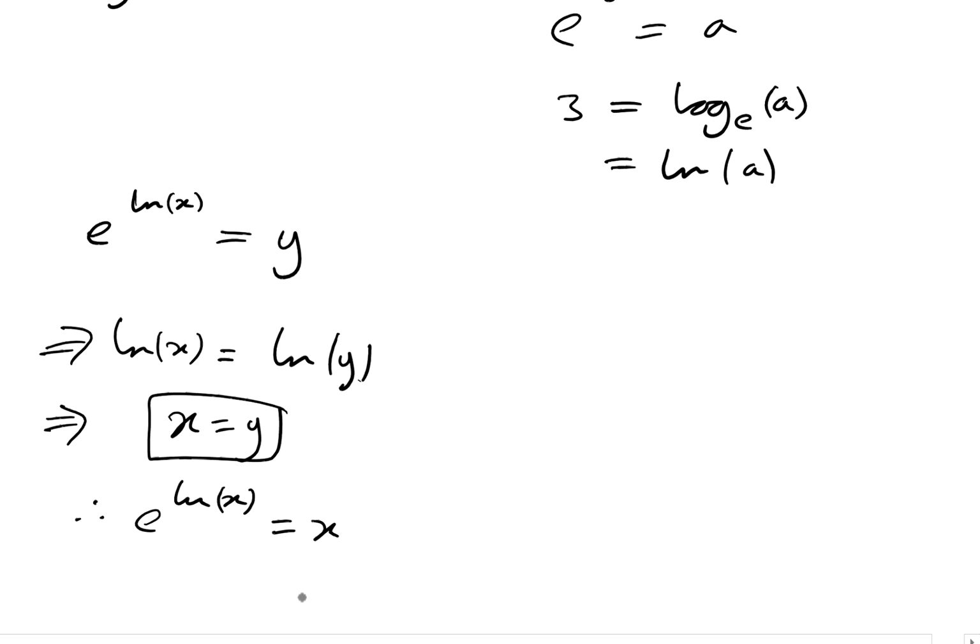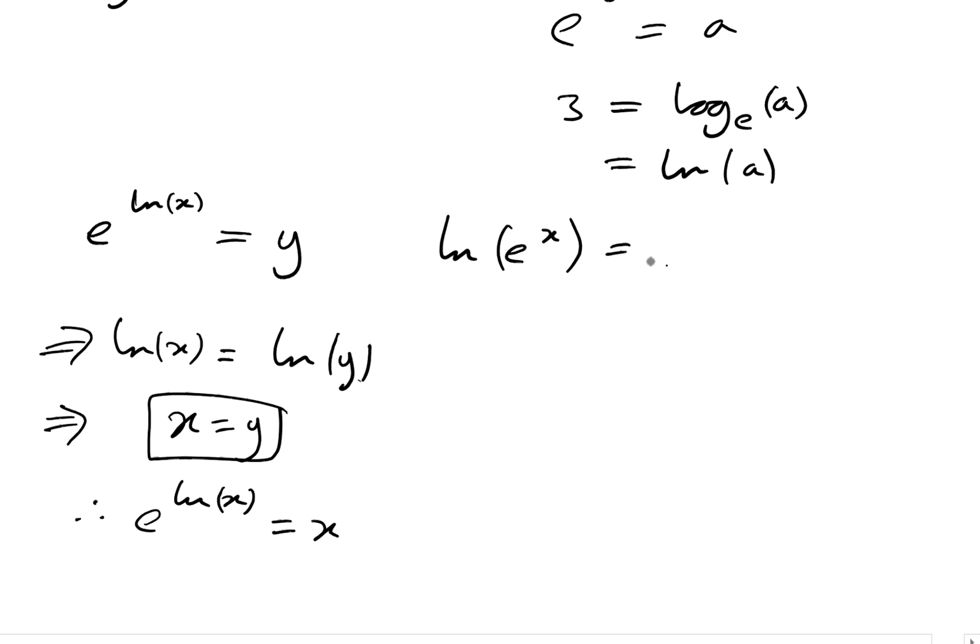So in other words, here I raised e to the natural logarithm of x. What happens if I take the natural logarithm of e raised to the power of x? Let's stick with our notation. I'm taking the natural logarithm now of e to the power of x. Well, let's again say that's equal to y. So it's equal to some number. I'm not sure what it is.